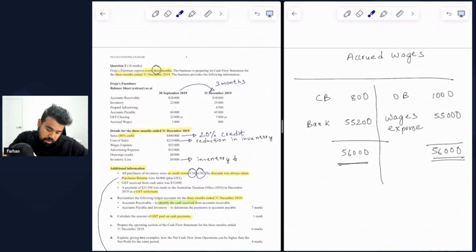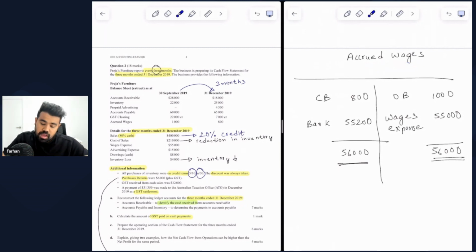So on 30 September 2019, we had accrued wages of 1,000, and on 31 December 2019, we had accrued wages of 800. So on the right-hand side, you can see a ledger account that we have to do as a part of our workings. So accrued wages is a liability account. We do understand that. Why? Because accrued here refers to the obligation that the business has because the staff has already worked, but the business didn't pay them yet.